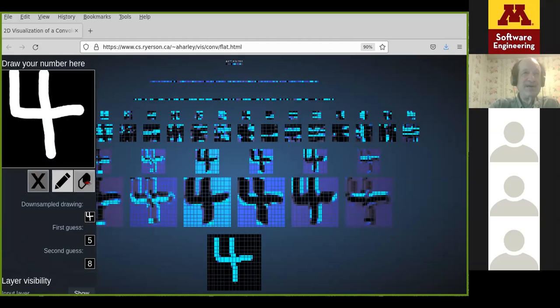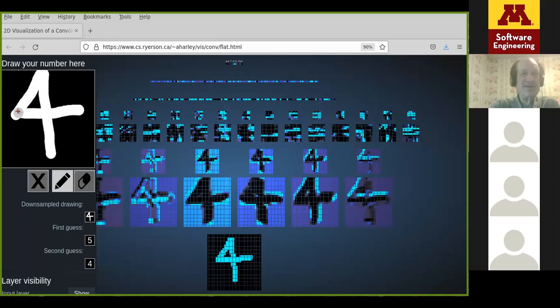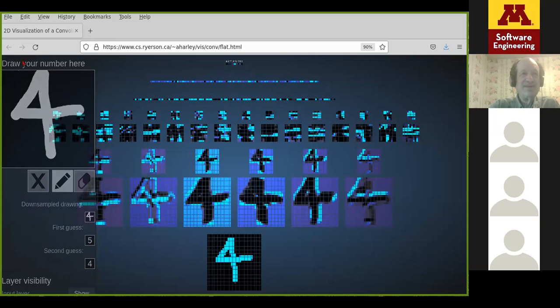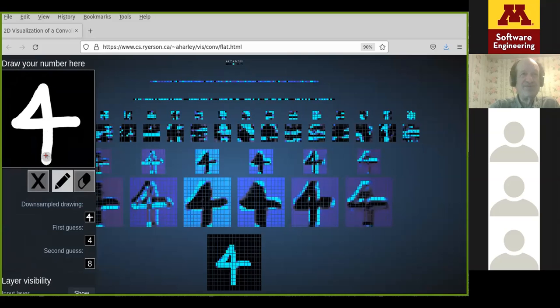Suppose that I erase this part and draw a closed 4, and see if that recognizes. Now it still thinks it's a 5. I'm not sure why. Let's try a 4 that's more centered. Now I get a 4. Okay.